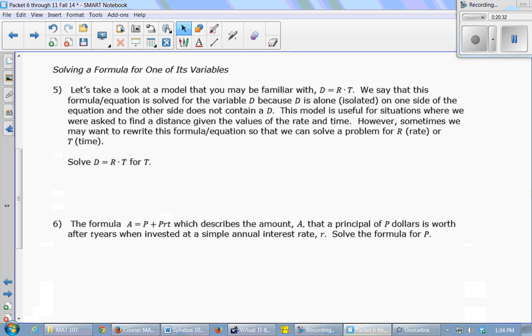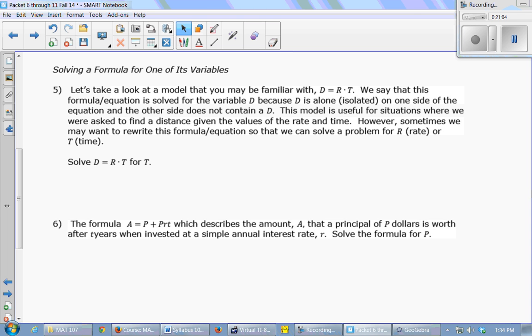Okay, so last thing we're going to cover today is solving a formula for one of its variables. So here's a model that you may be familiar with, D equals RT. And we say that this formula is solved for the variable D because D is alone or isolated on one side of the equation, and the other side has no D's in it. So this model is useful for situations where you're asked to find a distance given the values of rate and time. D represents distance, R represents rate, and T represents time.